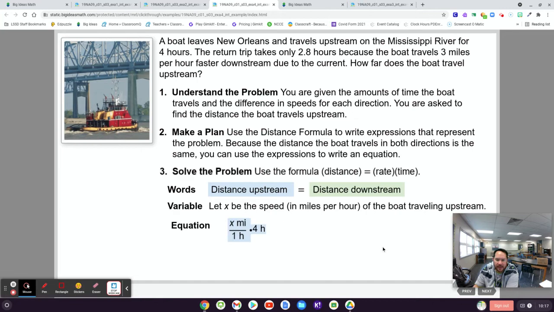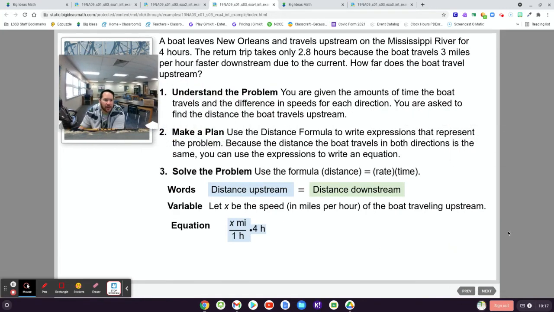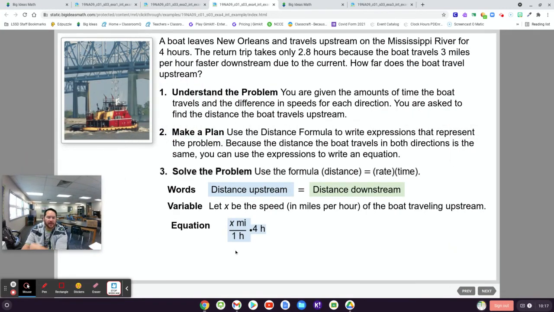So the time upstream is 4 hours. I'll move myself here. There we go. So we have the speed upstream times 4 hours has to equal the speed downstream, which is 3 miles per hour more than the speed upstream. That's why they have this x plus 3 here. And then the time downstream is only 2.8 hours.